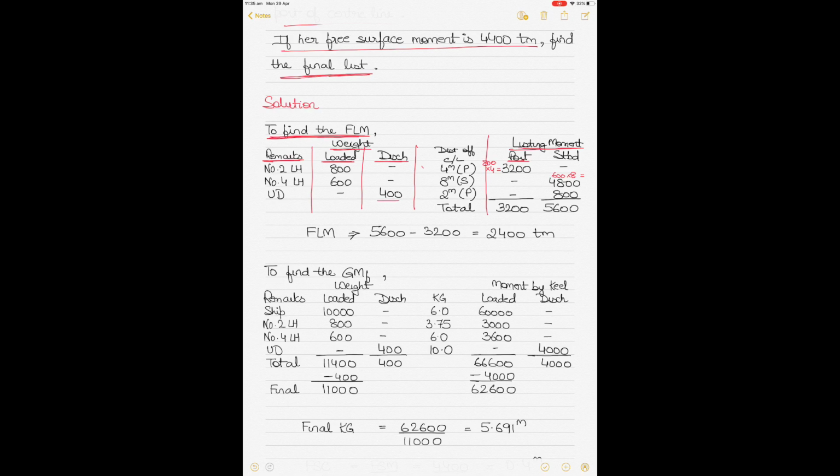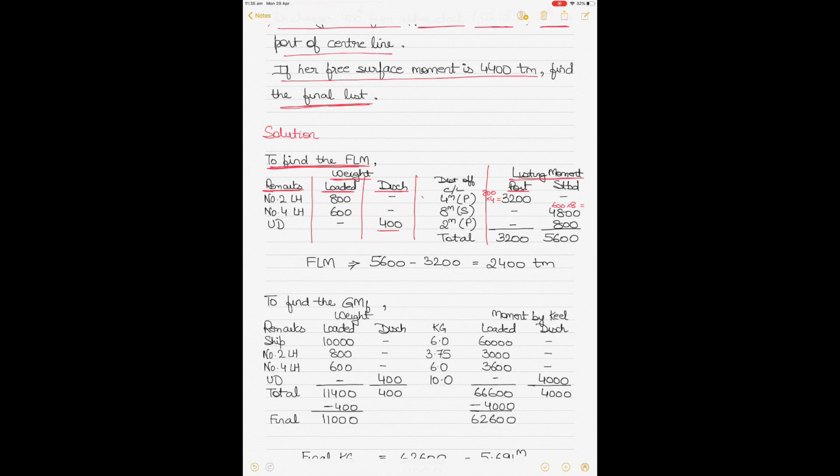The third one, the 400 tons was discharged, but from the port side. If it's discharged from the port side, the vessel will be listing towards the starboard side, because this is a discharging, not a loading. When you discharge, the cargo is off the ship, and the vessel will list onto the opposite side, and that's why the final listing moment is towards starboard in this case. You calculate it by multiplying 400 tons of cargo by 2 meters, which is equal to 800. So the summarized port listing moment is 3200 and starboard is 5600.